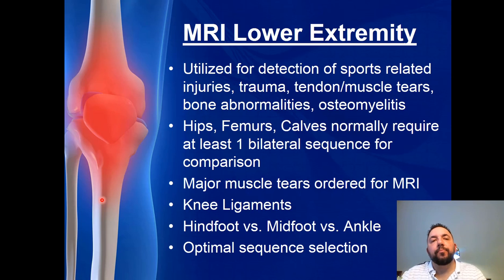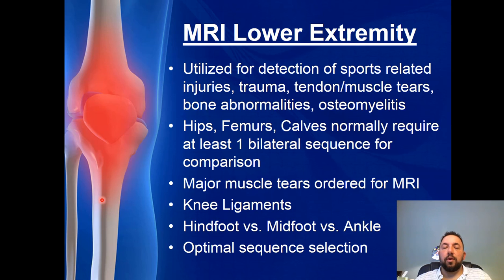Lower extremity, you're going to notice that there's a lot of similarities between what we just discussed in the upper extremity section. We utilize this for detection of, same things, sports-related injuries, trauma, tendon or muscle tears, bony abnormalities, osteomyelitis. Hips, femurs, calves normally require at least one bilateral sequence for comparison. This is the way most radiologists like to require this.